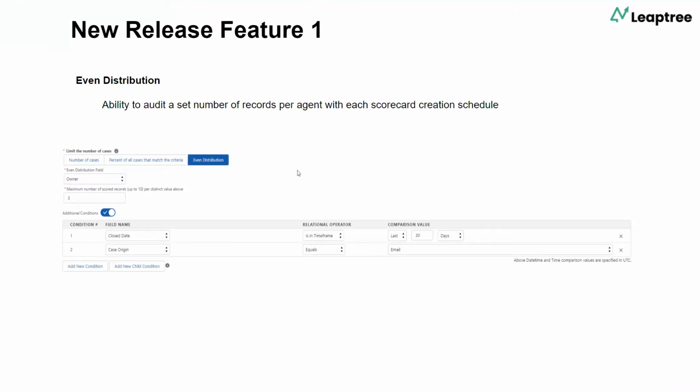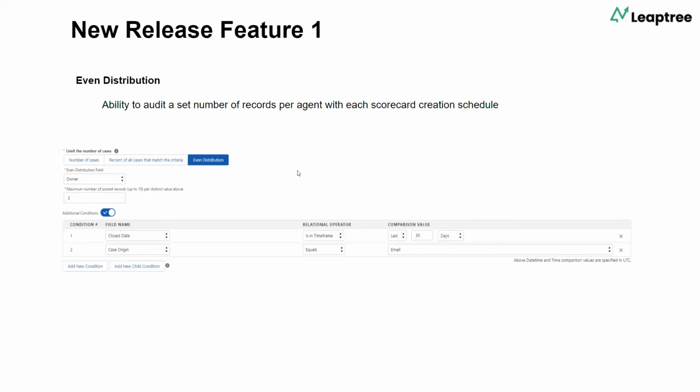This is the ability to audit a set number of records per agent with each scorecard creation schedule. In the below example, I have a scorecard creation schedule which runs monthly. It looks at all cases that have been closed in the last 30 days where it was created via an email. We may have a varying number of cases across a varying number of reps that have met this criteria. So the aim of this even distribution feature is to allow us to pick up to a certain number of cases that have been handled by each rep within the data that is returned under those additional conditions.